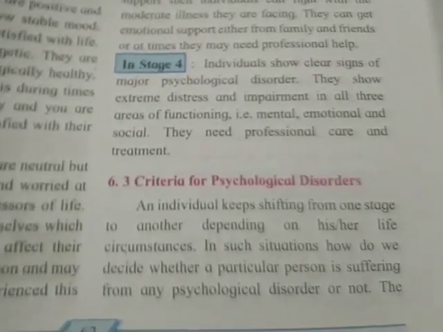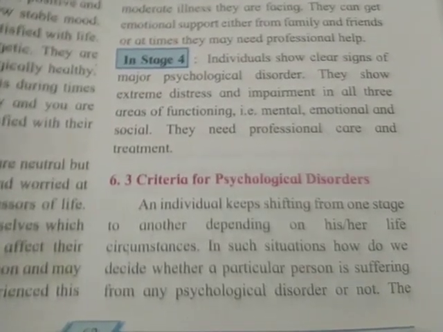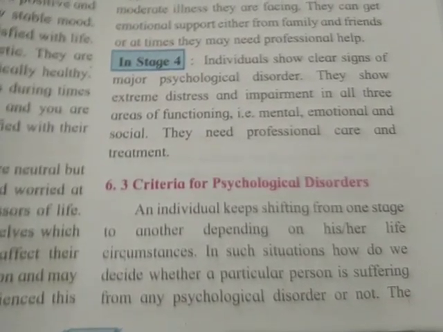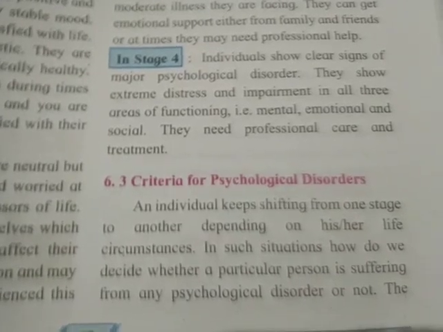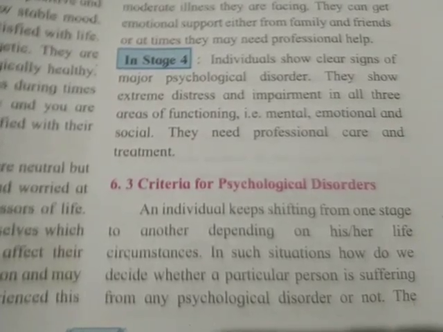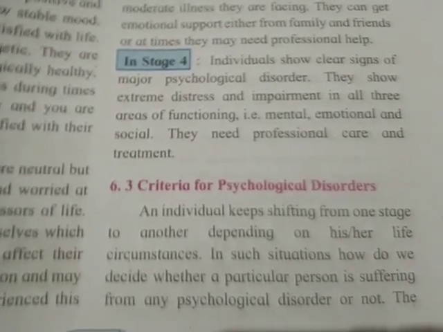In Stage 4, individuals show clear signs of major psychological disorder. They show extreme distress and impairment in all three areas of functioning, which are mental, emotional, and social. They need professional care and treatment.